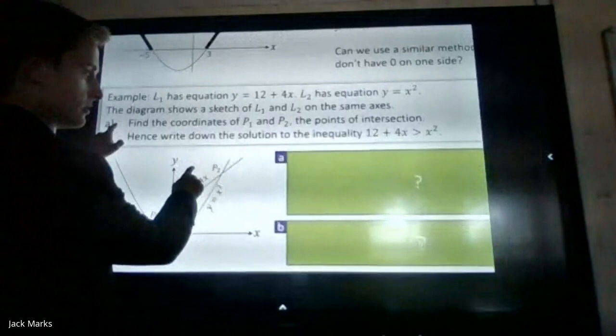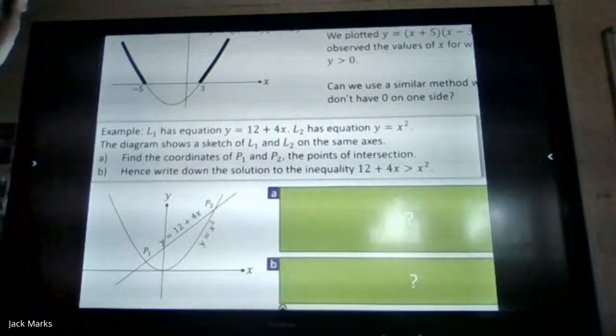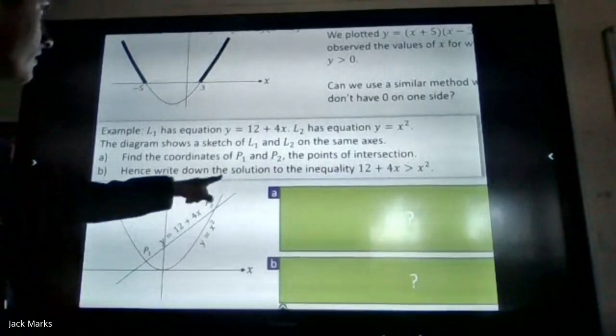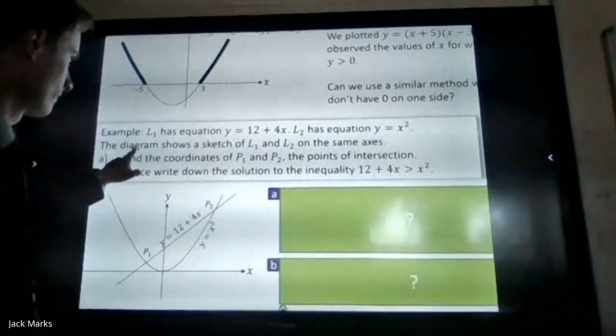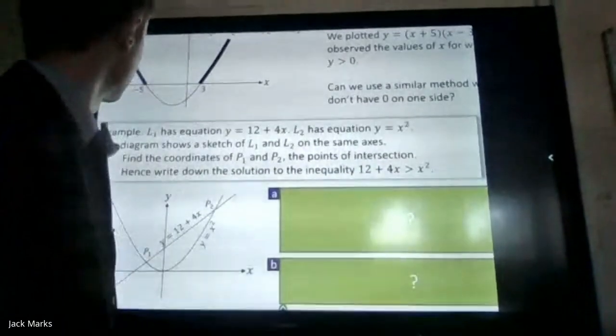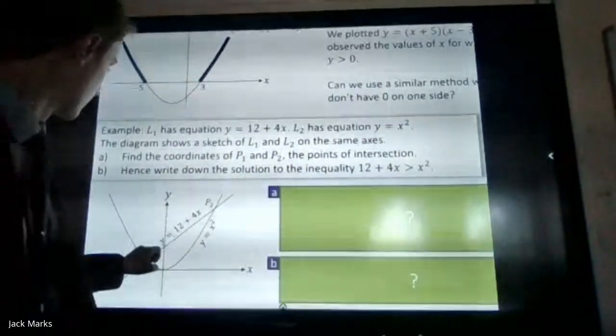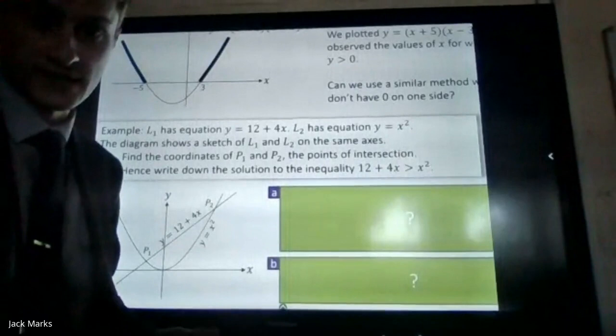Something like that. So we've got our quadratic and our straight line. It shows them on the same axes. There's no new information there. Find the coordinates of P1 and P2. So how do I find coordinates of intersection graphically?